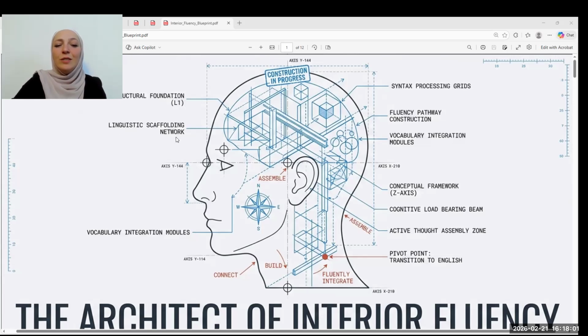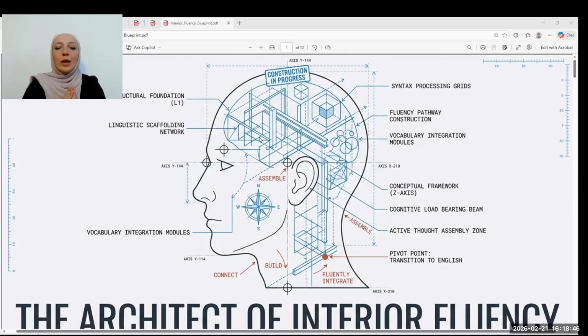Linguistic scaffolding network. How I'm going to use the different linguistics, علم اللسانيات. Each language has its own linguistics, how it sounds when it is spoken, the way letters are pronounced, whether from the tongue, the lips, the teeth with the tongue. That is a whole different story, we're not going to talk about it. Syntax progressing grids. Fluency pathway construction, how I can construct a pathway so I can start speaking fluently.